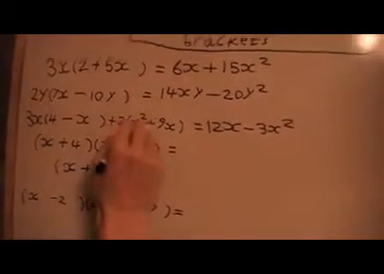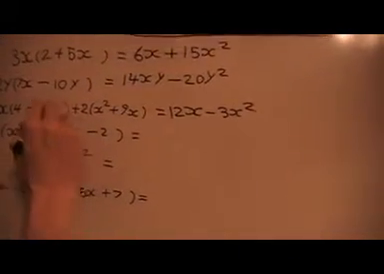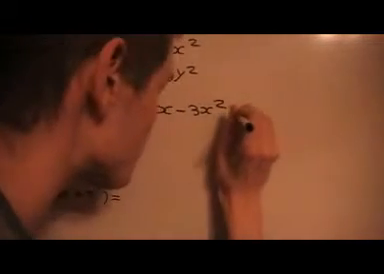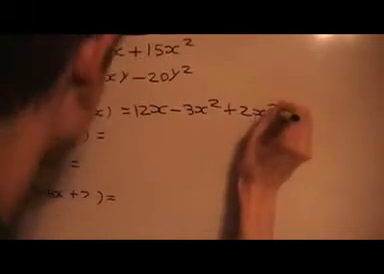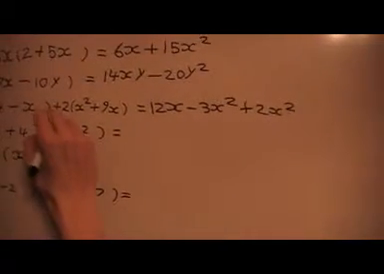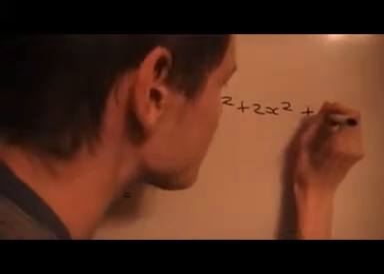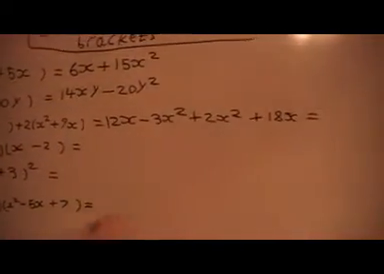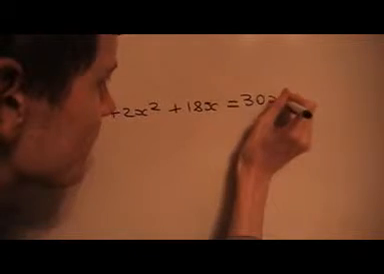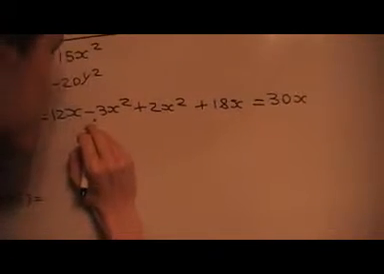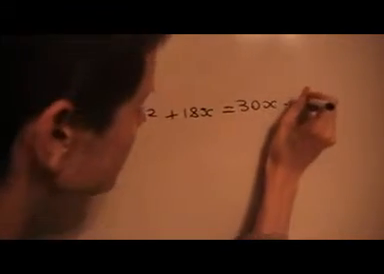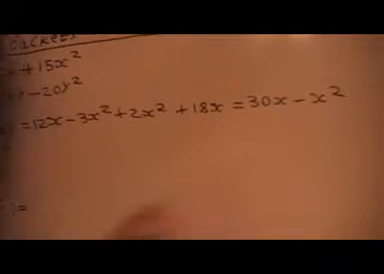Now I'm going to do this bracket and remove that. I'm going to do 2 times x squared, and that's going to be 2x squared. And then 2 times 9x is 18x. Combining like terms now, we've got 30x. We've got a minus 3x squared here and 2x squared here. That'll give us minus x squared.